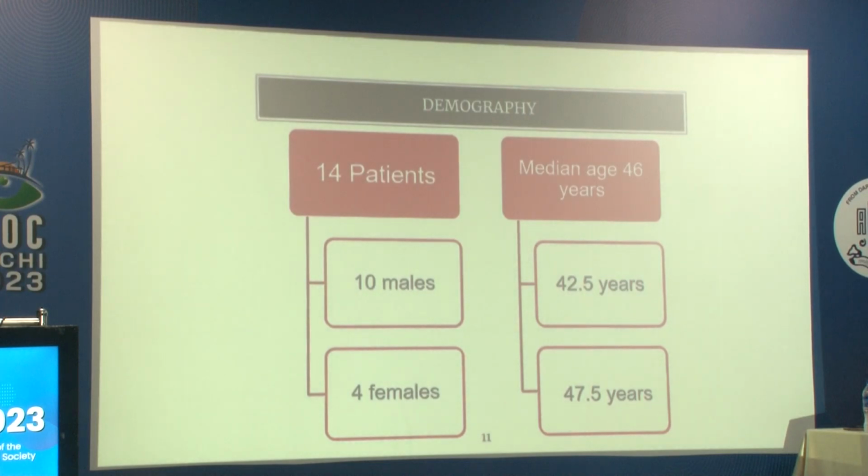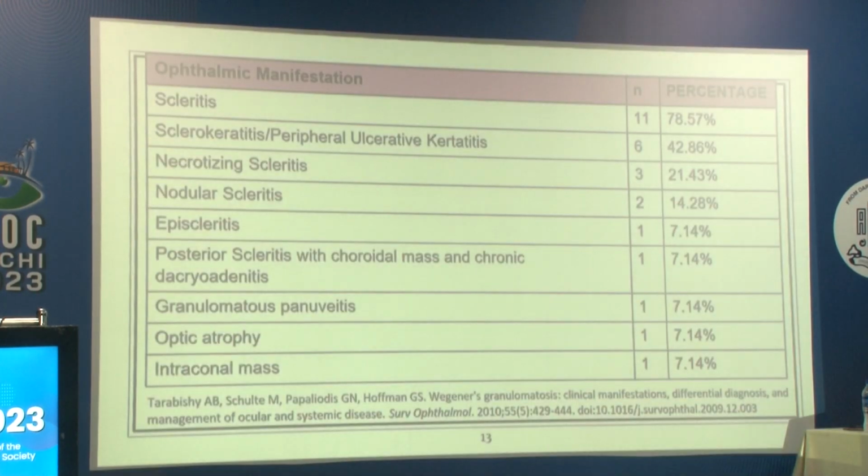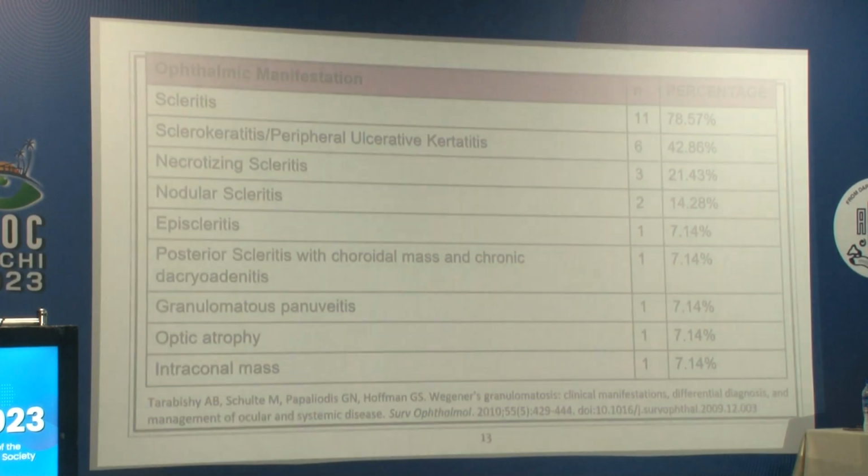Out of 14 patients, there was a male preponderance, and the median age of presentation was 46 years. The most common ocular complaint was redness and eye pain, and the systemic complaints were joint pain and hearing loss. Scleritis was the most common presentation, next came peripheral ulcerative keratitis. In scleritis, necrotizing scleritis was a prominent feature of GPA, and we also had cases of simple episcleritis diagnosed to be GPA, followed by posterior scleritis, granulomatous panuveitis, optic atrophy, and intracorneal mass.